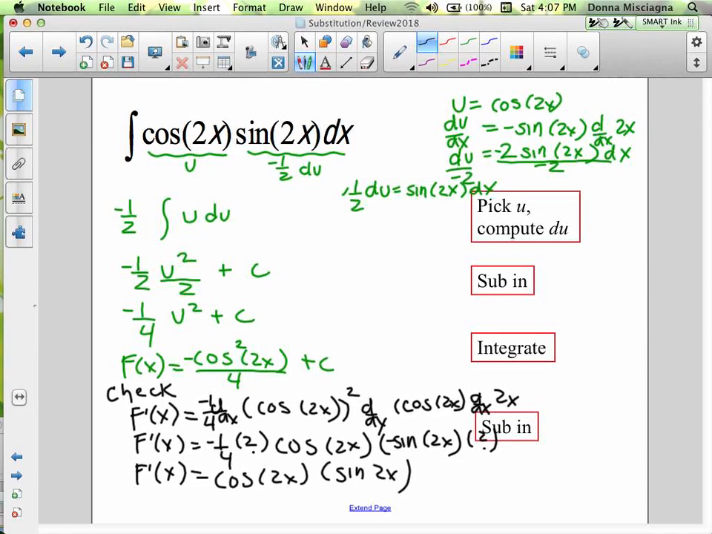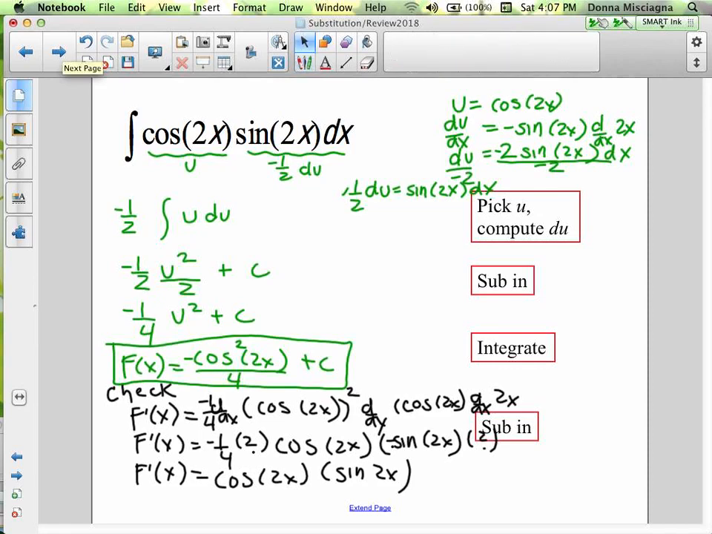Everything else is canceled out, right? Because 2 times the negative right there times the 2 at the end would give us negative 4. Negative 1/4 times negative 4 is just 1, leaving us cosine 2x sine 2x. So this is correct. That is a correct answer to this integral. But let's try something else.